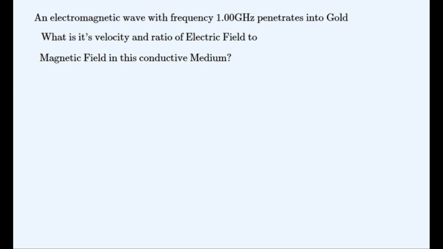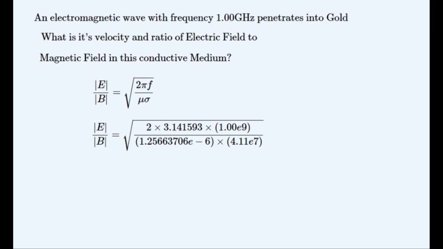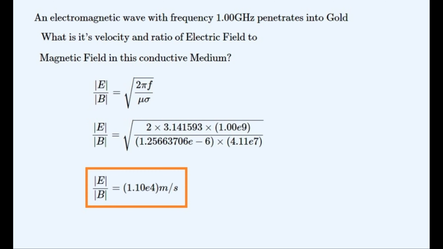And now to find the ratio of electric field to magnetic field of this wave in this conductor. Since these fields are not in phase, we'll calculate the ratio of the magnitude of their exponentially decaying envelopes rather than their actual values. So this is the equation that we'll be using. And so we'll plug all the numbers into it. And so we get this value, which has the same dimensions as a velocity.